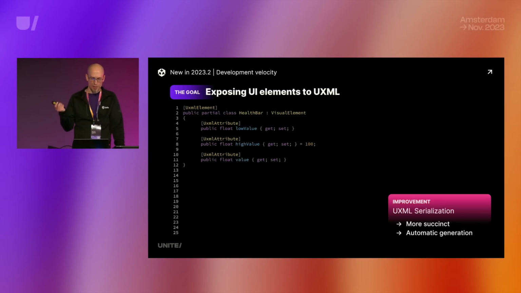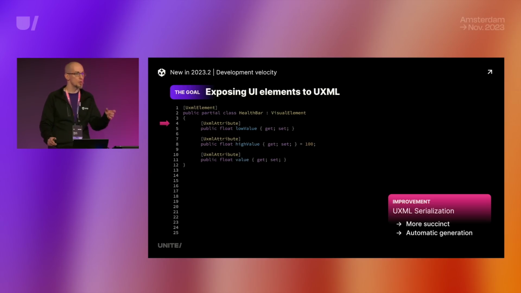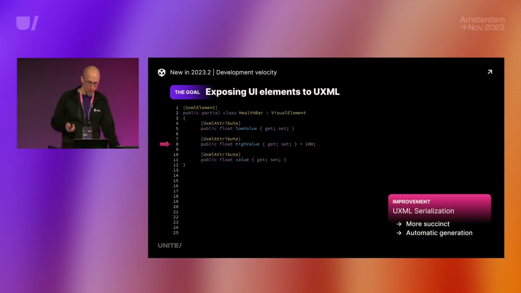So with UXML serialization, this is how you would expose UI elements to UXML. So we're going to go over the few differences. First, to declare a custom control, you now use a UXML element attribute, which replaces the UXML factories. Each attribute now only requires a UXML attribute, no more UXML traits. And the attribute name is automatically derived from the property name, although you can, if you want, specify a custom name as an argument in the attribute. And the default values are directly assigned to the field.